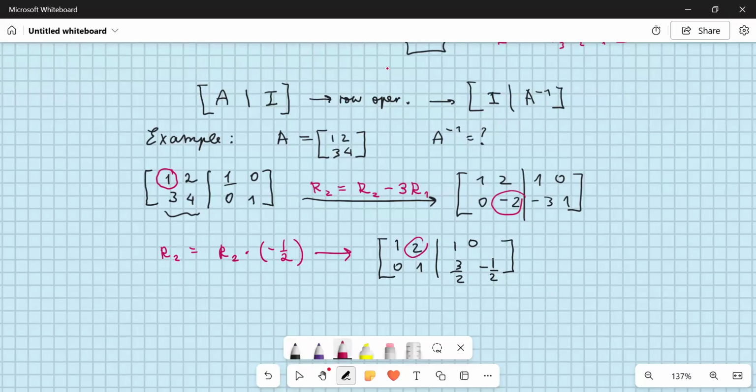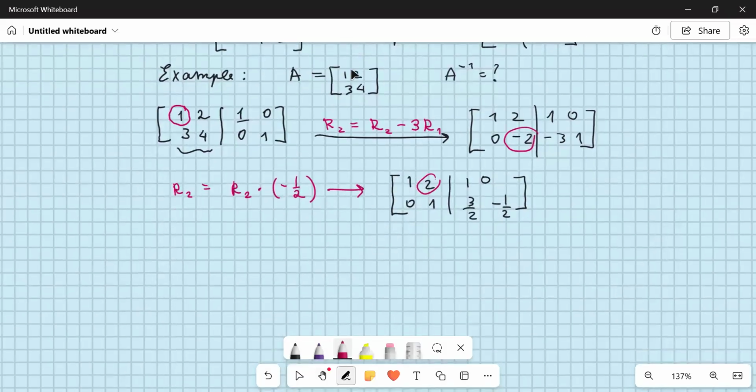How can I do it? I'm going to move down. So I'll need to modify row number 1, right? Row number 1 is going to be what? Row number 2 multiplied by 2 and subtracted from row number 1. Well, let's see what we are going to have. So here I'm going to copy row number 2 because it's not going to change. And then I'm going to modify row number 1.